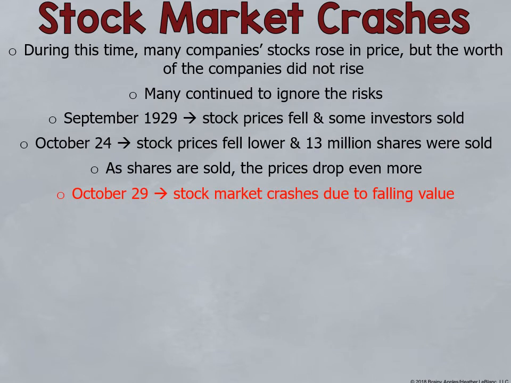And then the actual thing that caused the stock market crash and signaled the Great Depression was on October 29th, 1929. The stock market crashes due to failing value. This is the pivoting point. Okay, so all these other things are adding layers. This is the main event that is going to cause the Great Depression.